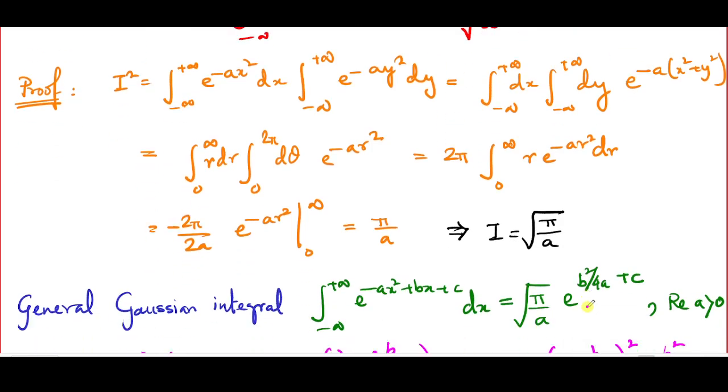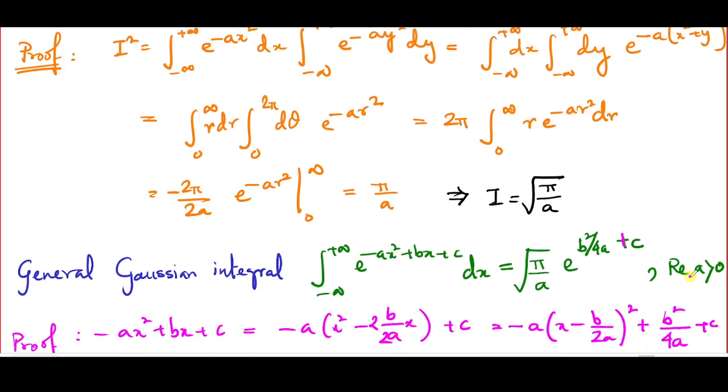Now what we will often need is a general Gaussian integral, minus infinity to plus infinity of e to the power minus ax squared plus bx plus c. So in the exponent you don't have just a quadratic term, you have the general quadratic polynomial, quadratic, linear and constant in x, and you are integrating that. The answer once again exists only when the real part of a is positive, and is given by root over pi by a times e to the b squared by 4a plus c.